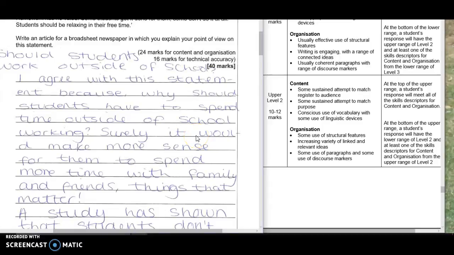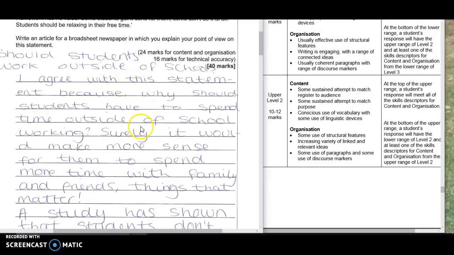Hi Robyn, this is the feedback on your question 5 of the paper 2 mock exam that you did recently. I like your heading here, use of a rhetorical question and including alliteration with the use of the S here. That's an excellent start.